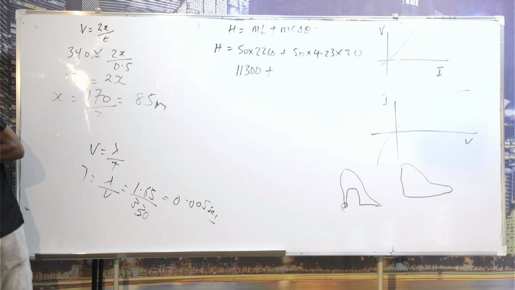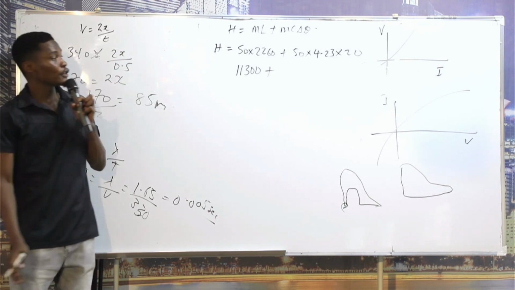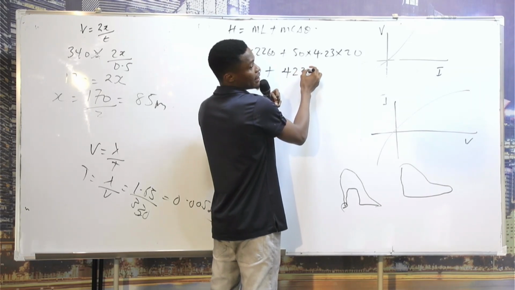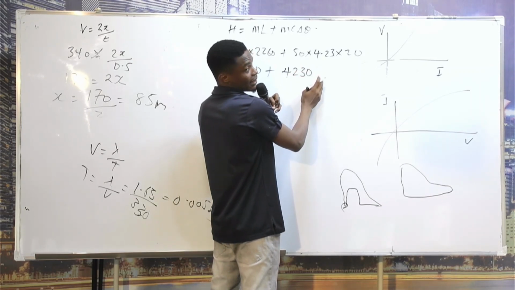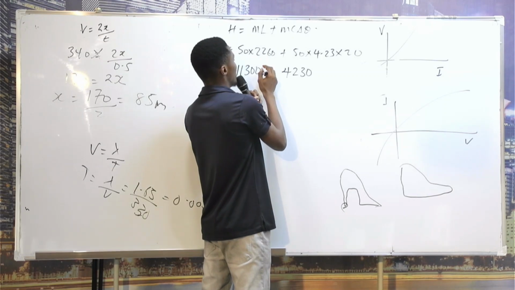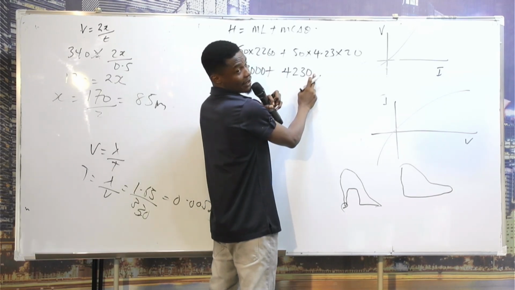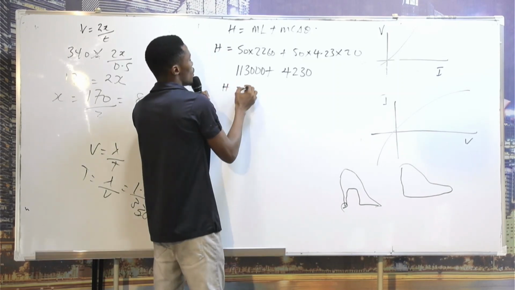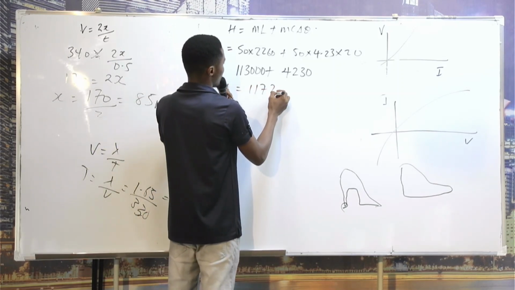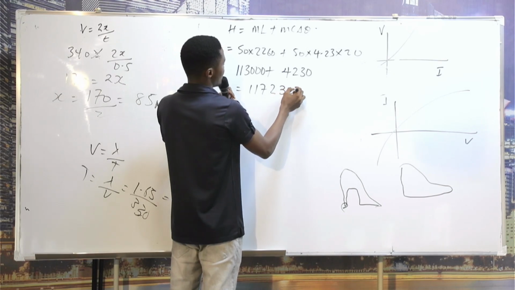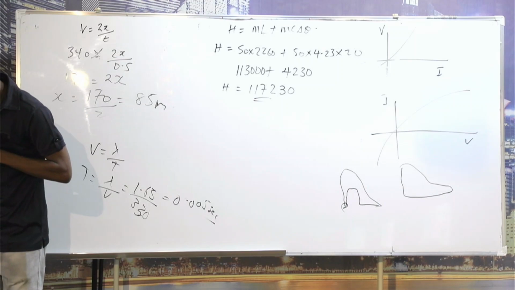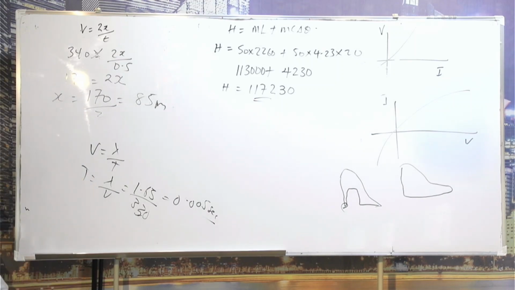4, 2, 3, 0. Shall I add another zero here? Okay, add up. What do we get? 117,230. It's not there. 117,20.